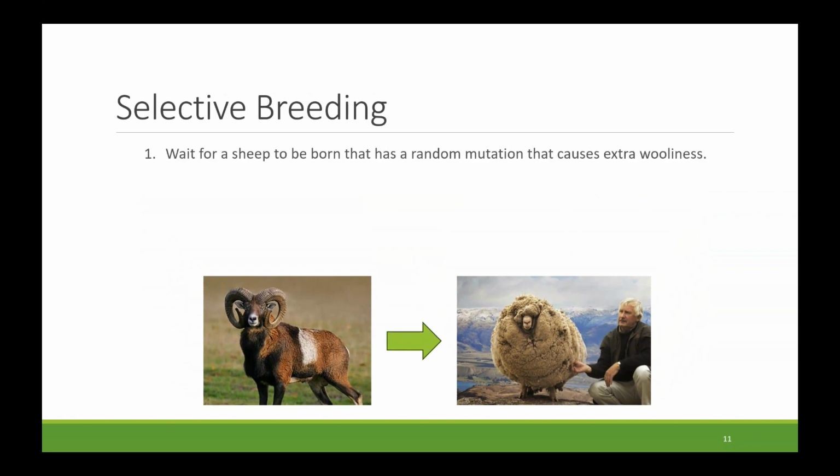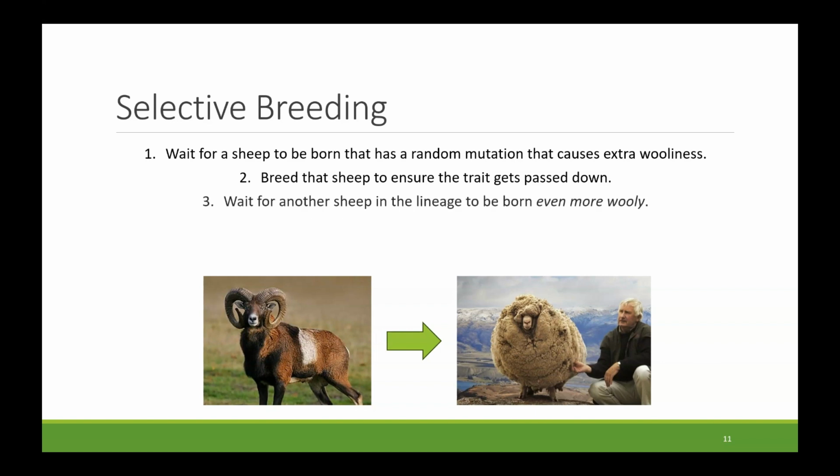So the basic idea is that you would wait for a sheep to be born among your flock that has a random mutation that causes extra woolliness. Then you would breed that sheep to ensure that its trait gets passed down, and you make more sheep that are extra woolly. And then you keep waiting and breeding that lineage, and maybe the great-great-great-grandchild of the original sheep has another random mutation on top of the original one that makes it even more woolly. So you take that sheep and you breed it to ensure that the trait gets passed down.